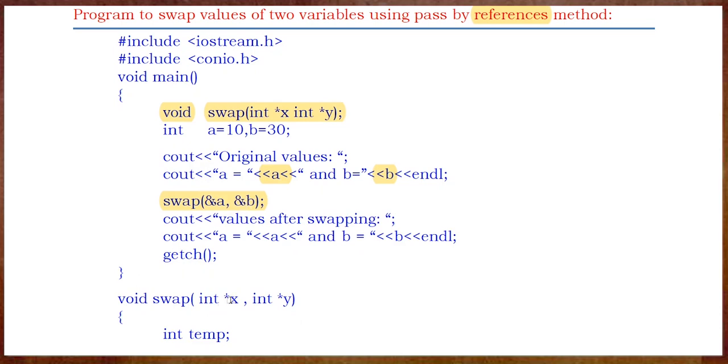And this will be passed. So now what is X? You can see here it is getting the address of A. What is Y here? You can see here it is getting the address of B. So thus now X and Y will contain the address of A and the address of B.